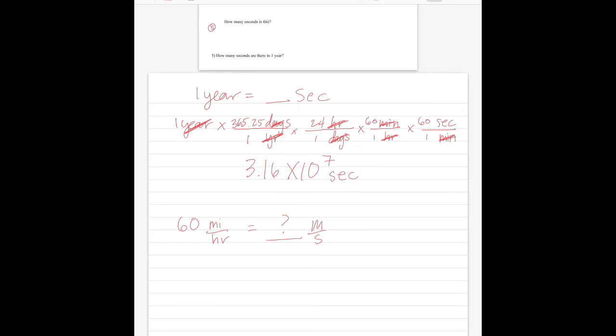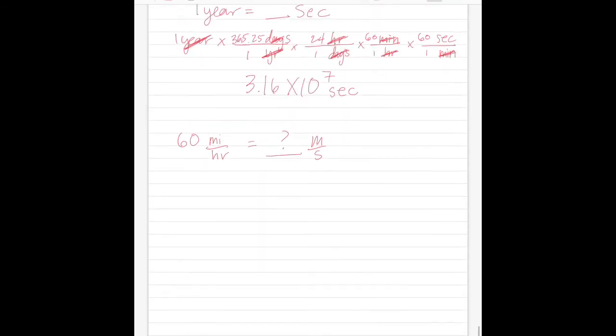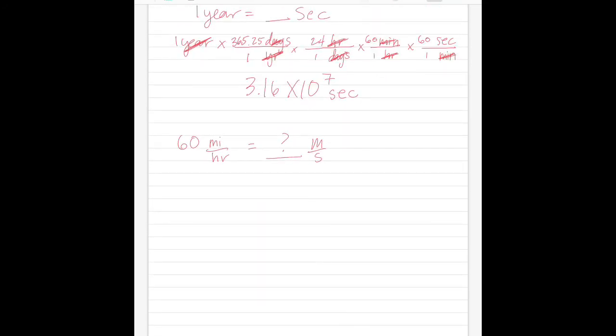Okay, so if you notice, let's look at the units for just a second. The top unit is going from miles to meters, and the bottom unit is going from hours to seconds. Okay, that's not too difficult. It's just when it's in a fraction in and of itself, it's kind of a nightmare. So if I just show you how to do this, you'll be okay. So the steps are real similar.